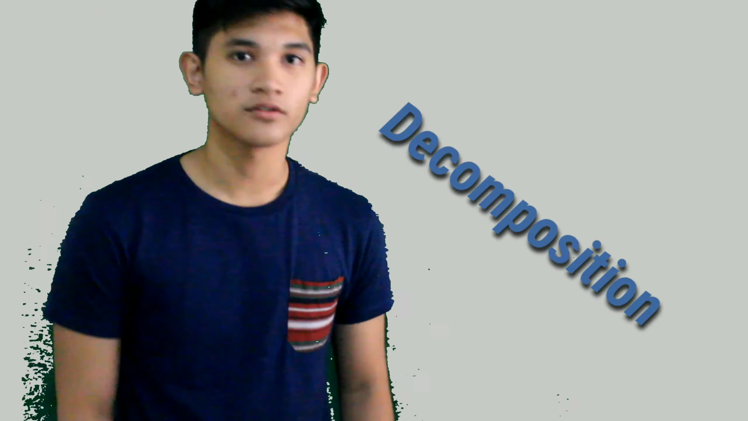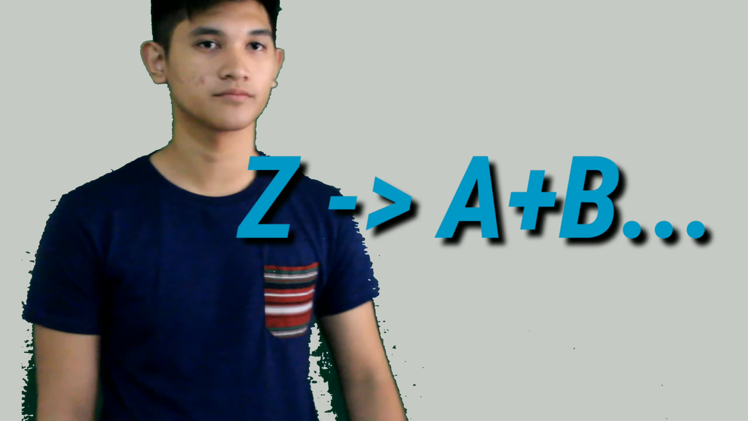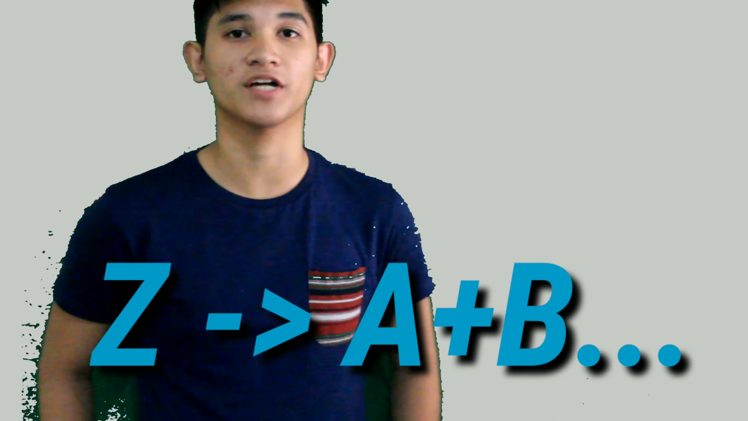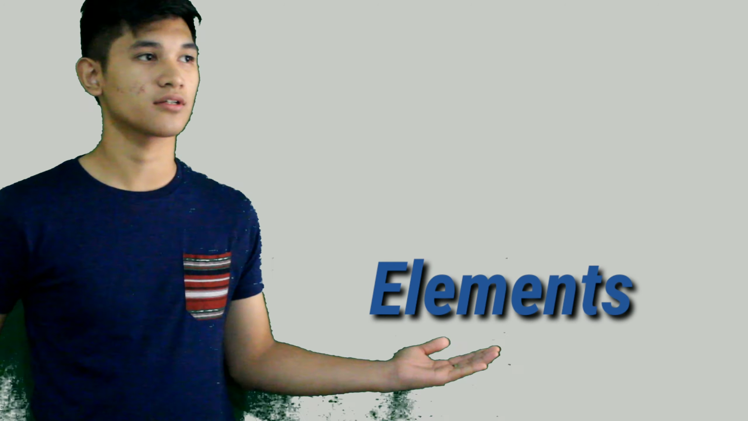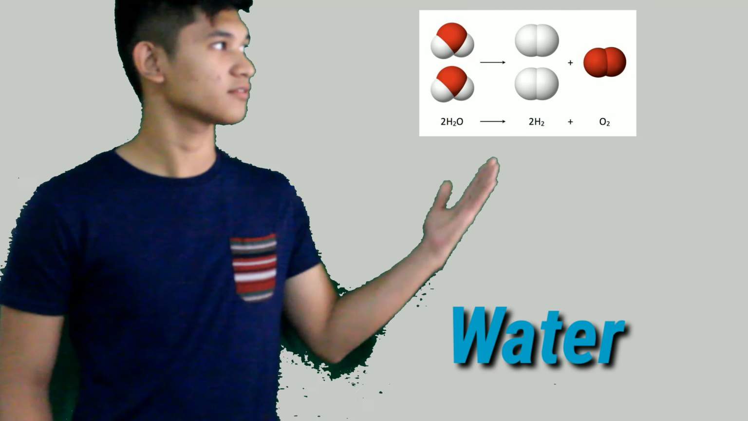The next type of chemical reaction is decomposition. Decomposition reaction usually looks like this. As you might notice, decomposition reactions are really the opposite of combination reactions. In a decomposition reaction, a single compound breaks into 2 or more simpler substances, elements or compounds. A common example is the decomposition of water into hydrogen and oxygen gas.